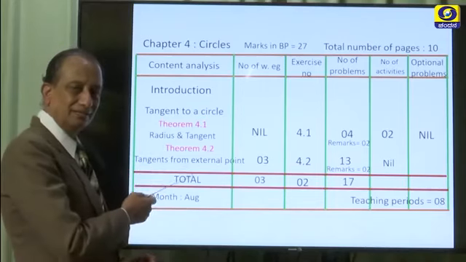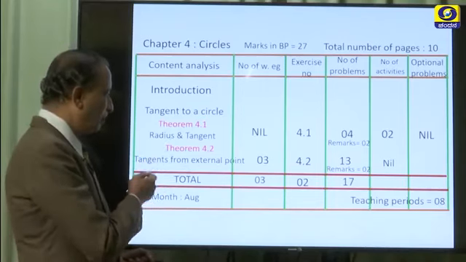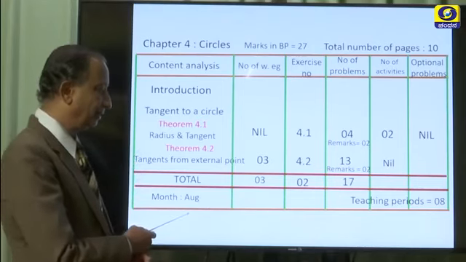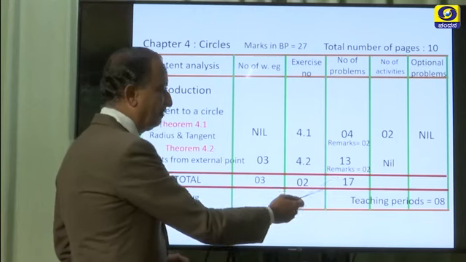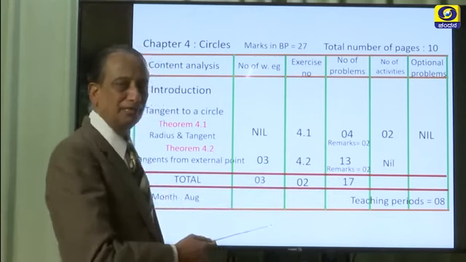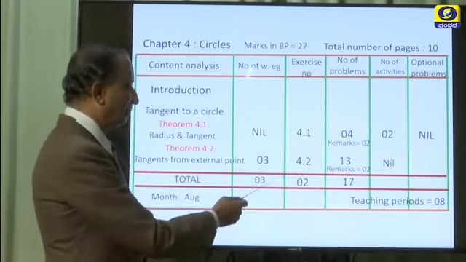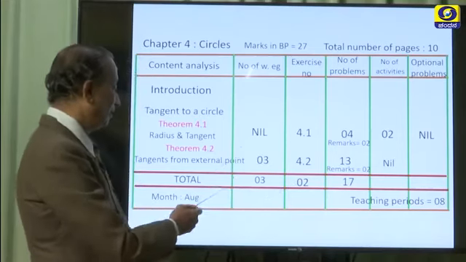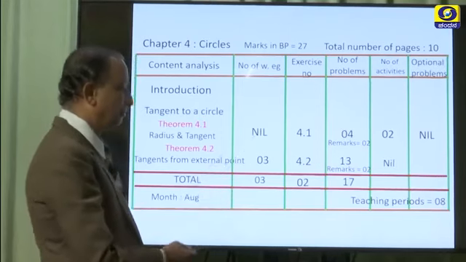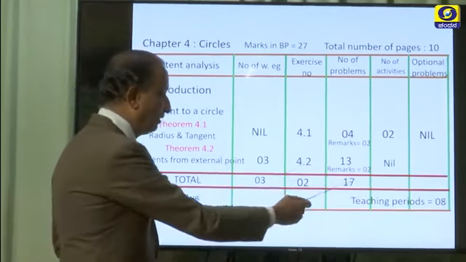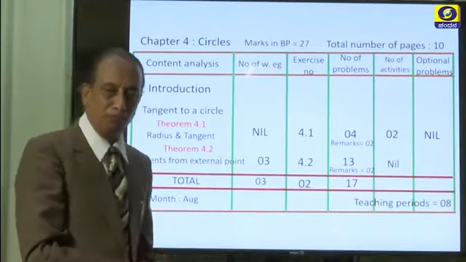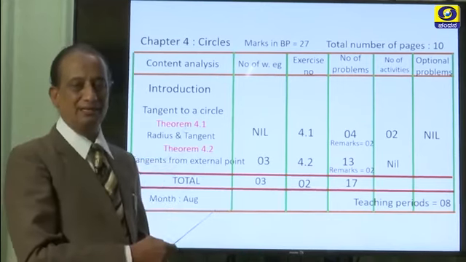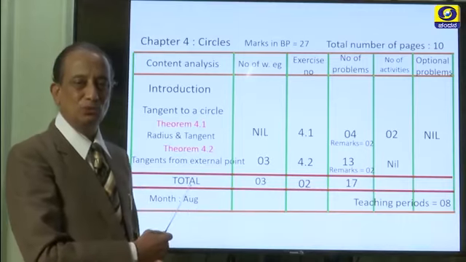As you can see here, there are only two important theorems on tangents to a circle, for which there are 17 problems in our exercise, and there are 2 exercises with 3 worked example problems. So altogether you have about 20 problems on these 2 theorems. Now, let us try to understand these 2 theorems.